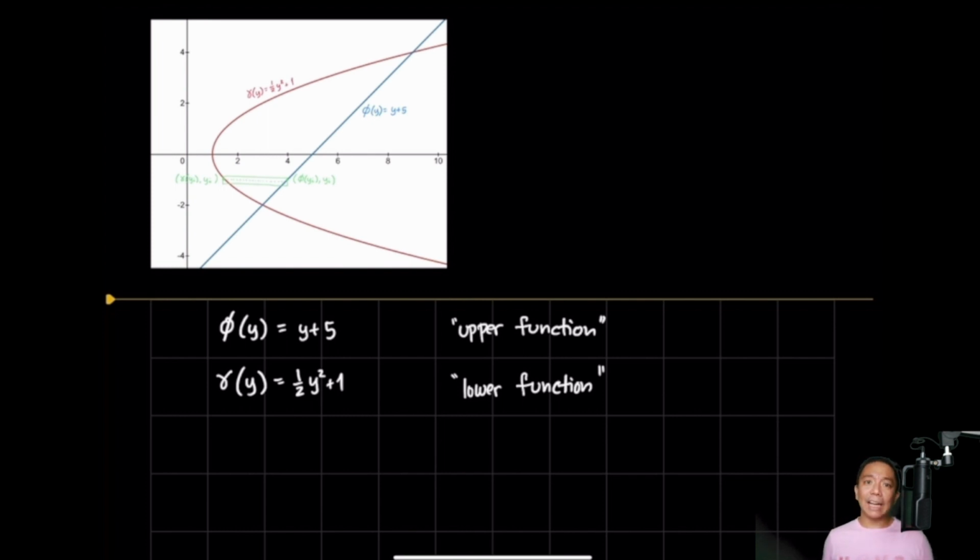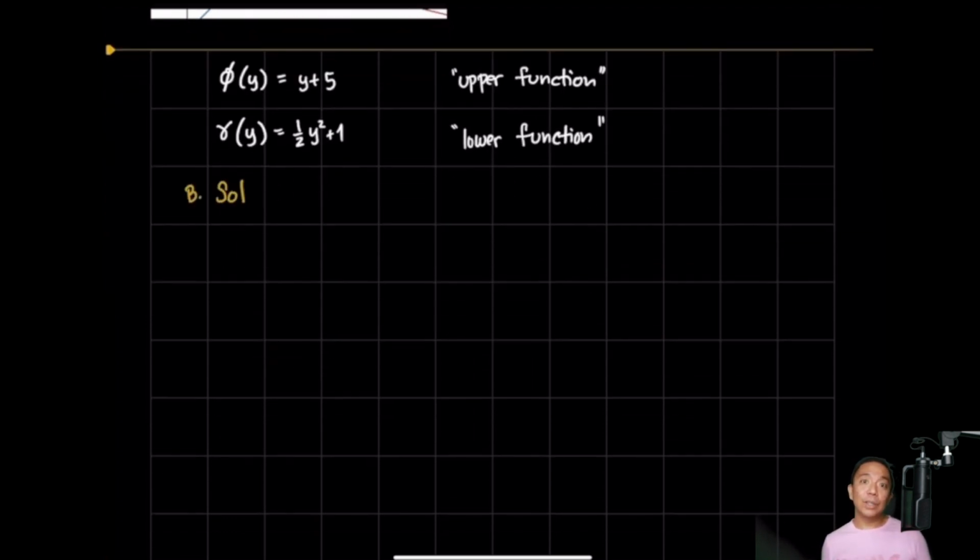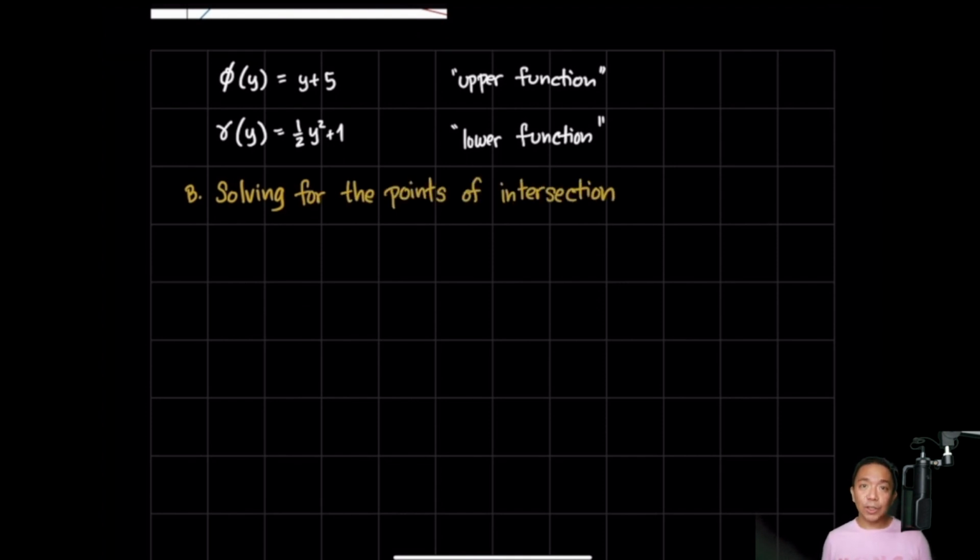And before we could write our definite integral, we need to identify yung boundaries ng ating interval. So, yung limits of integration natin. So, we need to solve for the points of intersection kasi siya yung magde-define nung interval. So, we'll equate the two expressions. We'll have y plus 5 is equal to 1 half y squared plus 1. So, ginagawa natin to para mahanap natin yung points kung saan pareho sila ng y.